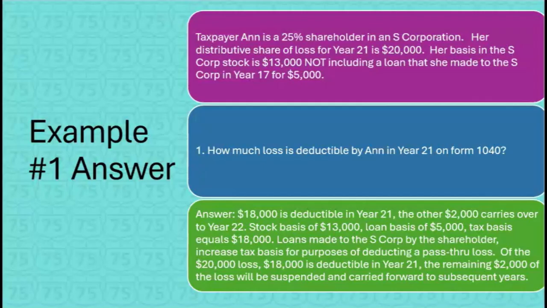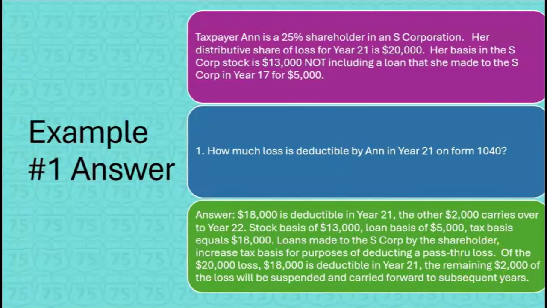Remember, her distributive share of the loss is $20,000. Why can she only deduct $18,000 this year? Because her stock basis is $13,000, they tell us, and then her debt basis or loan basis is $5,000. So her total tax basis equals $18,000. Loans made to the S Corp by the shareholder will increase tax basis for purposes of deducting a pass-through loss. And that's good news for the S Corp shareholder.